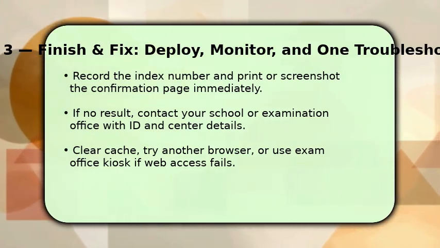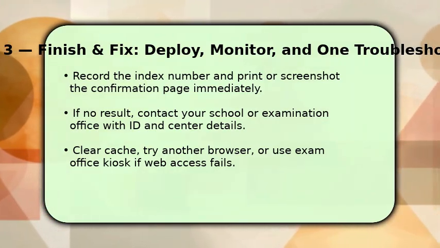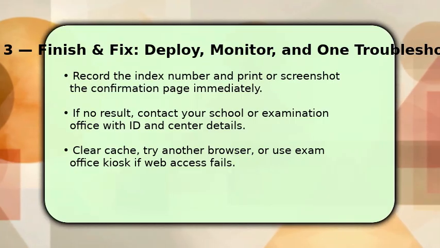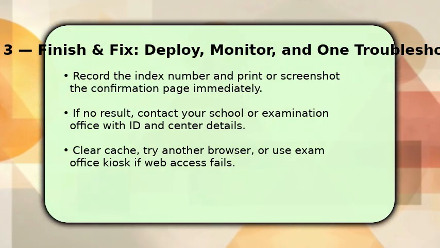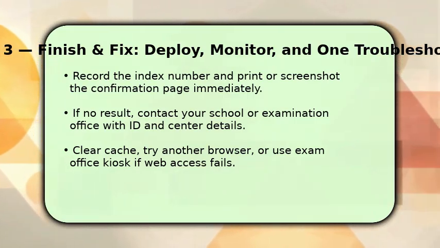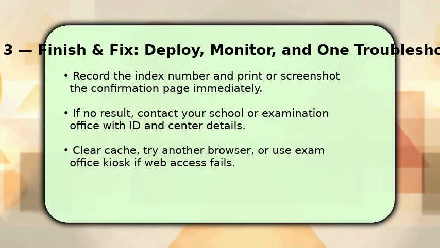If you can't find a record, contact your school or the examination office with your ID, birth certificate, and any center details. They can search archived lists. If the website misbehaves, clear your browser cache, try another browser or device, or use the exam office kiosk. This fixes most access problems quickly.